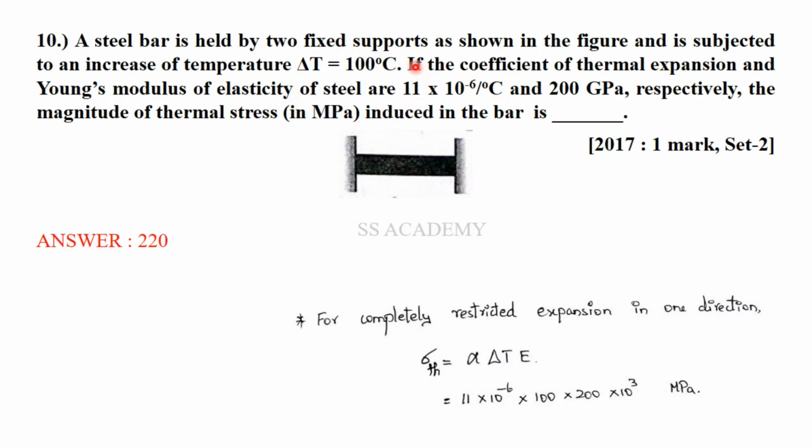Since the data is clear, it is easier to substitute. We know that the thermal stress in the case of completely restricted expansion in one direction is alpha delta T E. We know that delta T is 100 degrees Celsius as they have given, so we use 100. For alpha it is 11 into 10 power minus 6 per degree Celsius, and for E it is 200 gigapascal. They have asked in megapascal, so 200 into 10 power 3. Just by substituting and solving, you will get 220 as the answer.